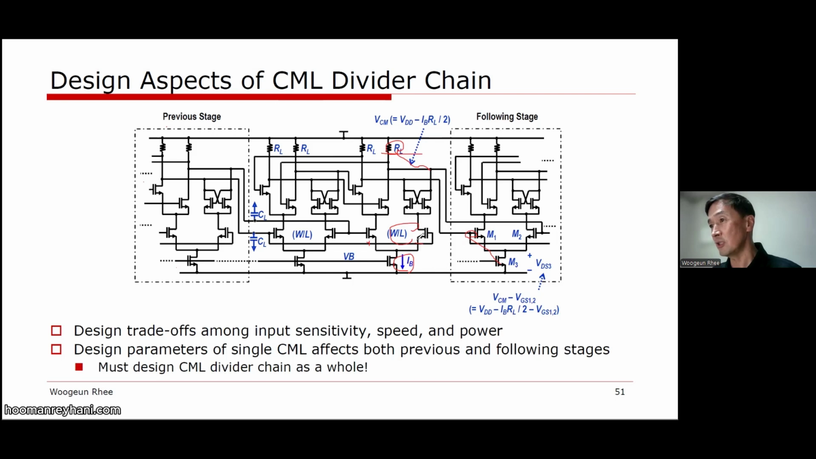But what you lose is the sensitivity. Again, sensitivity is given by the square root of IB over WL. Now IB increases, so the minimum delta V to fully turn on the differential pair will increase. That means to compensate for this increment, you must increase the W over L. But once you increase this W over L, the COX, gate oxide capacitance, will increase. So you still end up with reduced speed.